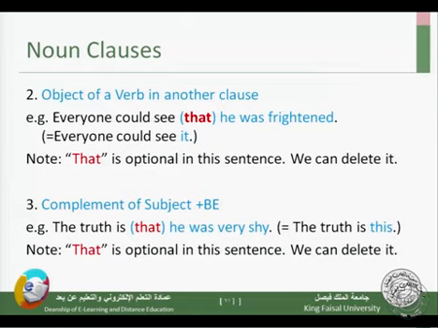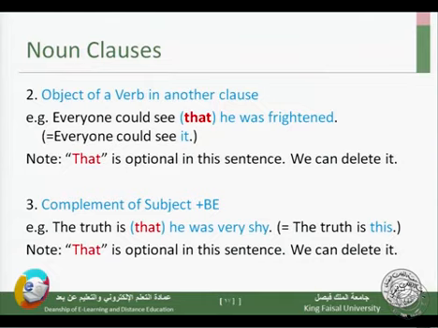And number 3, the third function of the noun clause, or of that clauses in particular, is complement of subject plus the verb to be. You remember that we discussed complements more than once previously, so we discussed it a lot of times. Complements are necessary. They are not optional. They are necessary for the completion of meaning, and we need them in the sentence to be complete. For example, the truth is that he was very shy.